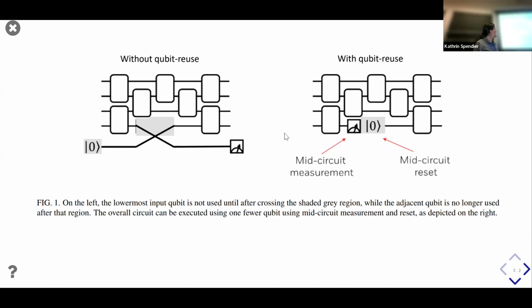So instead of having 2 qubits here, you can take the first qubit, measure it, reset it, and then use it for the next operation when it comes up. So now instead of having 1, 2, 3, 4, 5 qubits, I've efficiently only used 4 qubits. That's qubit reuse, mid-circuit measurement and qubit reuse. That is the crux.